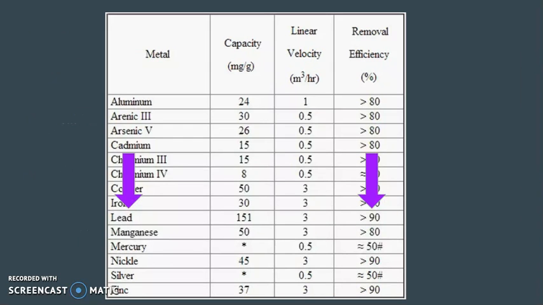The effectiveness of the bone char filter on removing select heavy metals can be seen here, and as you can see, the lead has an over 90% removal efficiency.